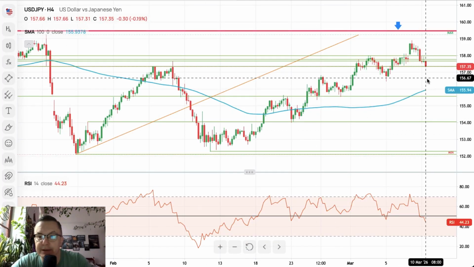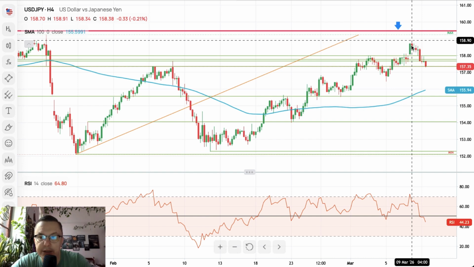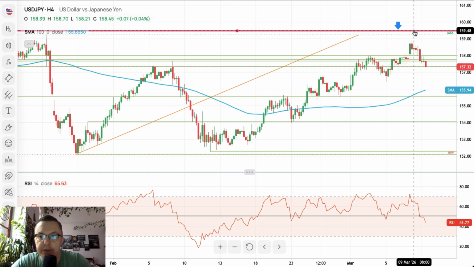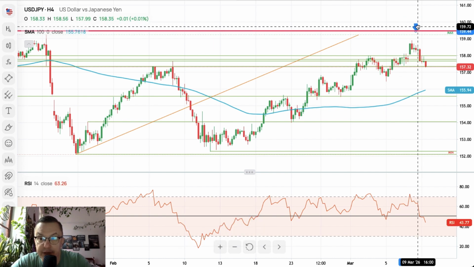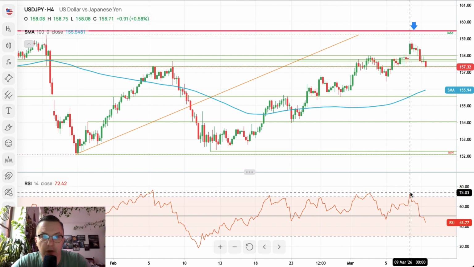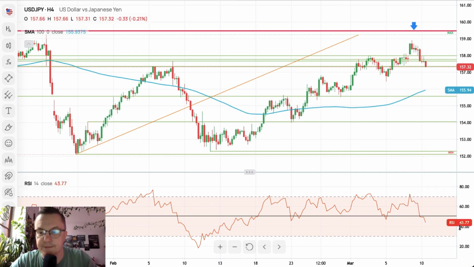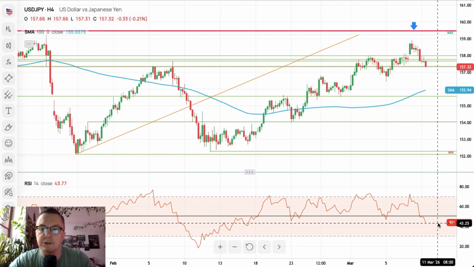US dollar versus the Japanese yen made a local high at 158.91, just around 60 pips shy of the next very important technical resistance and swing high. So right now the situation is quite different. We hit extremely overbought conditions and then we broke below the level of 50 to go as low as 43 points. So momentum is now negative.